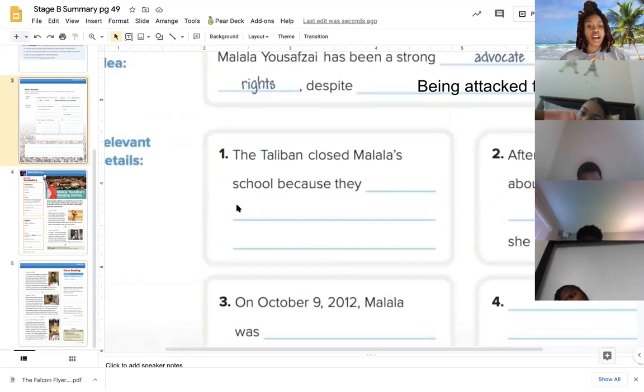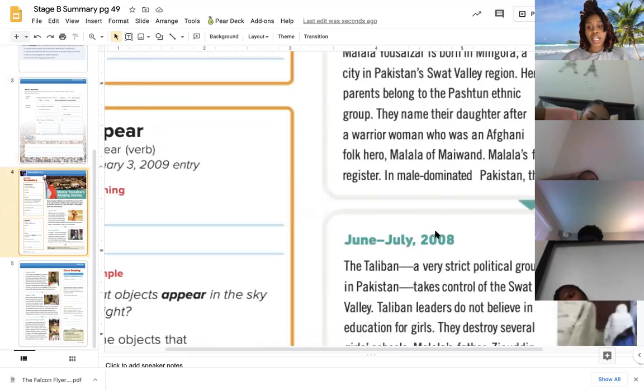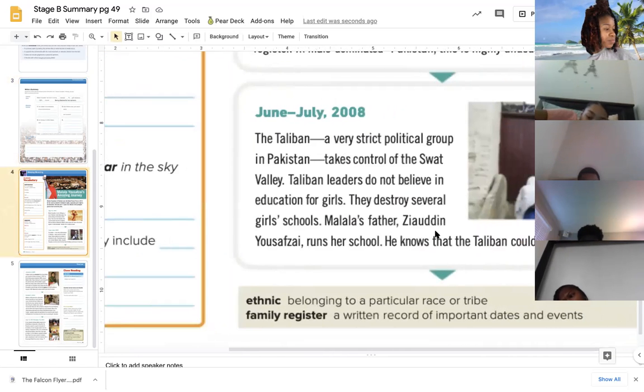All right, so it starts off with the Taliban closed Malala's school because they... So if we go back to the text, remember a summary is short. These are our details that are going to help support our central idea. So let's go back. The Taliban closed Malala's school because they what? Why did they close the school? Because they didn't like girls going to school. Yeah, they didn't think girls should have an education. They believed that girls did not need to have an education. They didn't want girls to go to school.